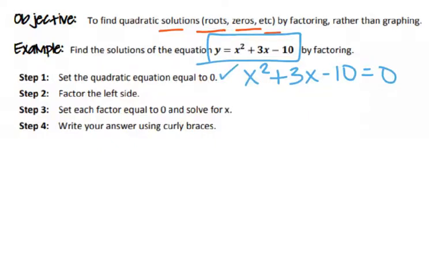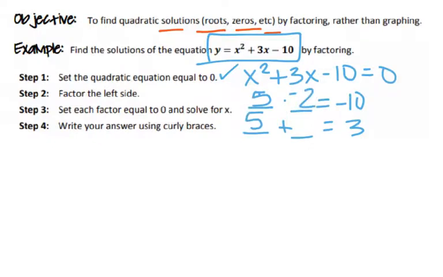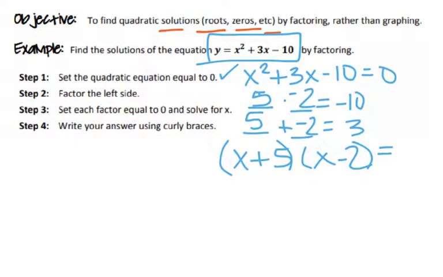So if you'll notice, this is actually an easy quadratic. We need to find two numbers that multiply to give us -10, but add to give us 3. It takes some people longer than others, but those two numbers are 5 and -2. So then our two factors are x plus 5 and x minus 2. And remember that we are now solving equations, so it equals 0.